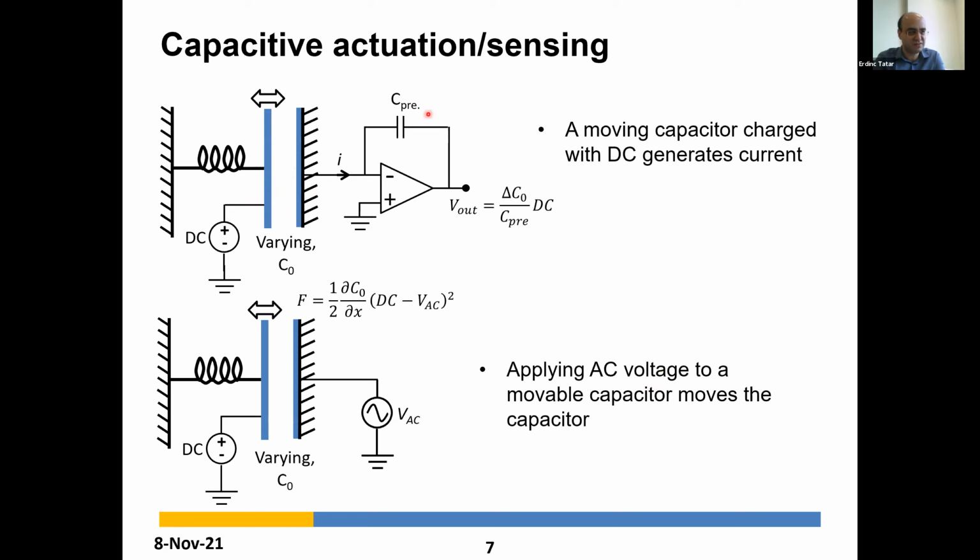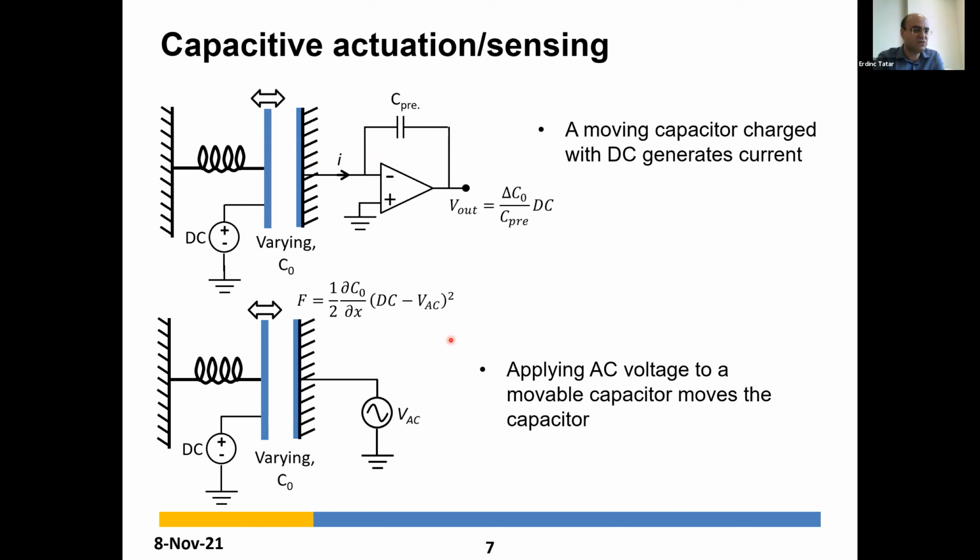The voltage is fixed. Then you put a charge amplifier in front of that capacitor on the fixed side. The voltage is fixed, capacitance is changing. That gives you a charge, which is basically current. Then you convert that current into voltage, and then you can sense how much displacement you have. You can use it the other way as well.